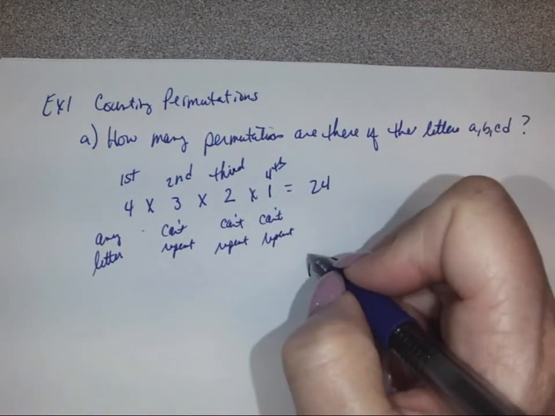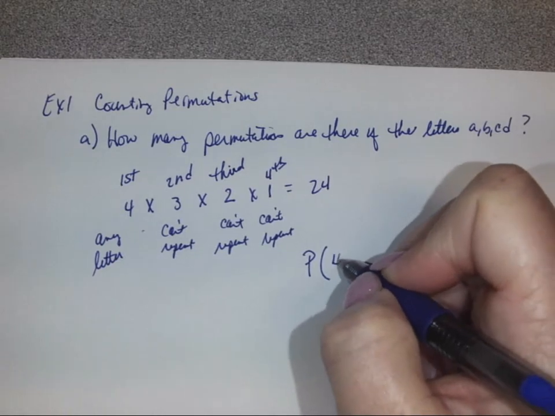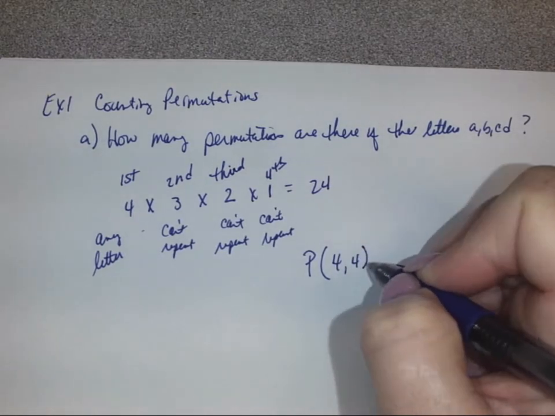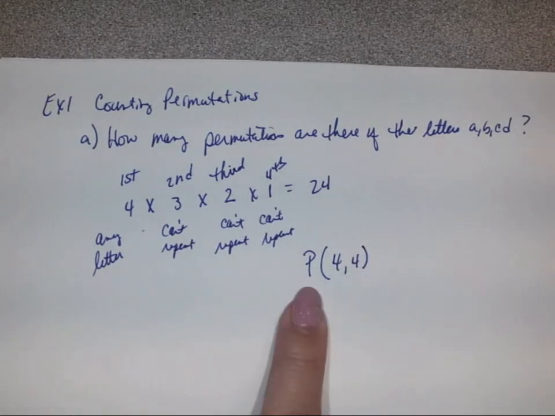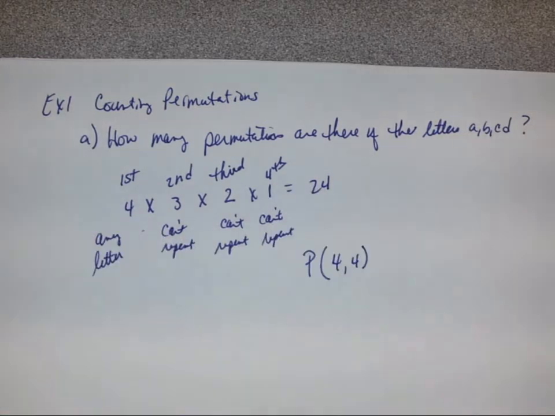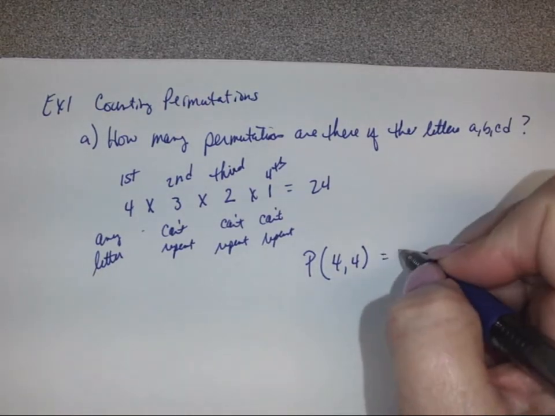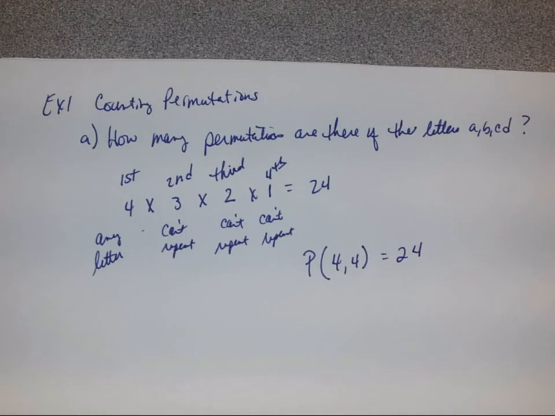So if we look at this in permutation notation, this would be P(4, 4). The permutations of 4 objects taken 4 at a time, so they're going to grab 4 objects each time, but they're going to be in maybe a different order, and that's going to be 24. That's what's happening with permutations.